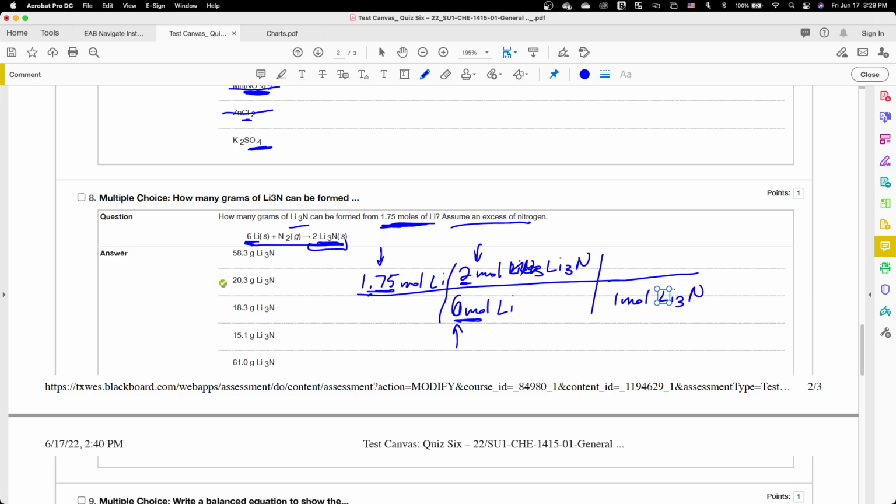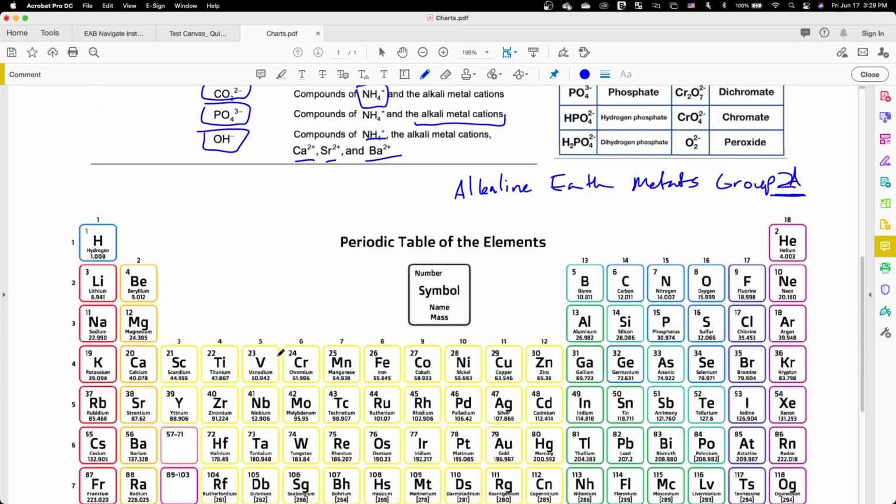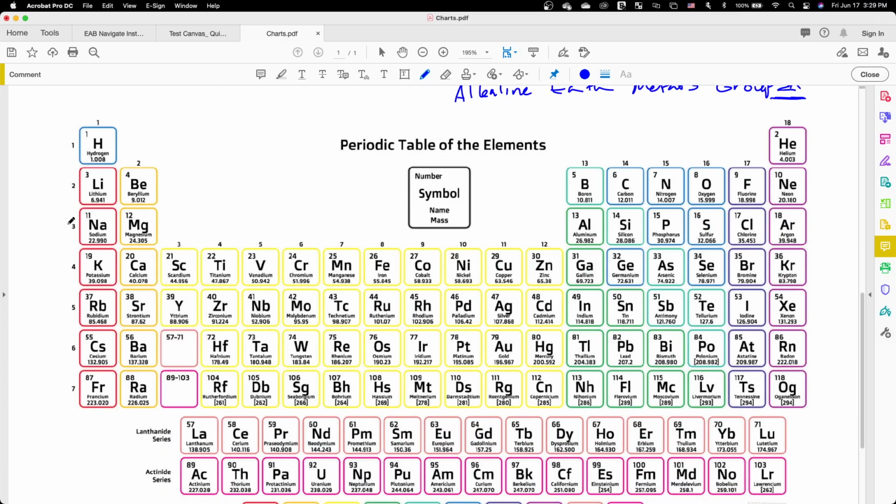And now I got to put the molecular weight of lithium nitride, which is easy because I can go back to my periodic table, which is right here. And lithium's molecular weight is right there. Okay. And then nitrogen's molecular weight is right here. Right? So I had 3 lithiums, so that's 3 times the molecular weight of lithium, which is 6.941. And then I'm going to add that to the molecular weight of nitrogen, which is 14.007.